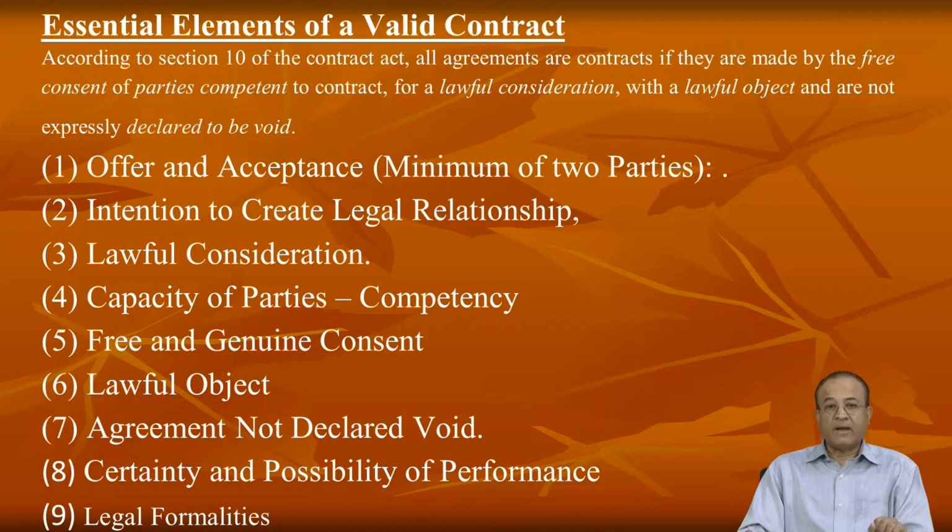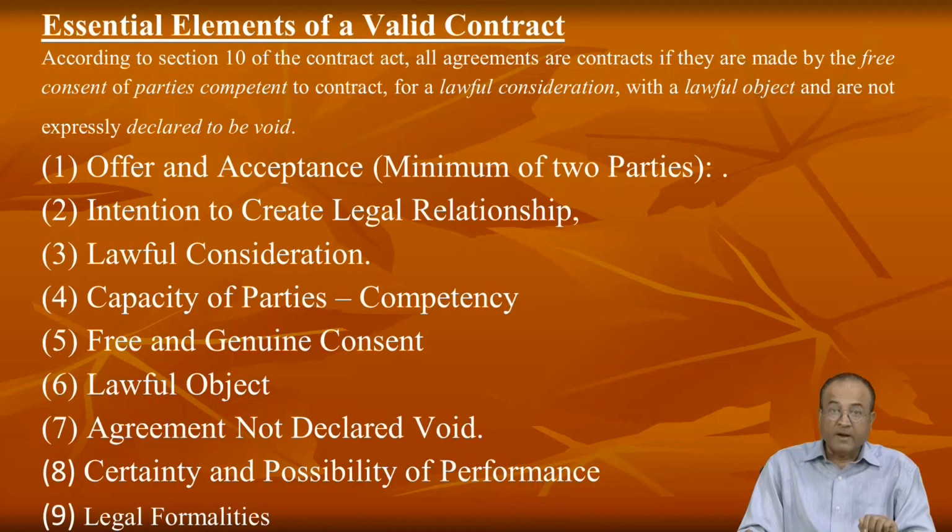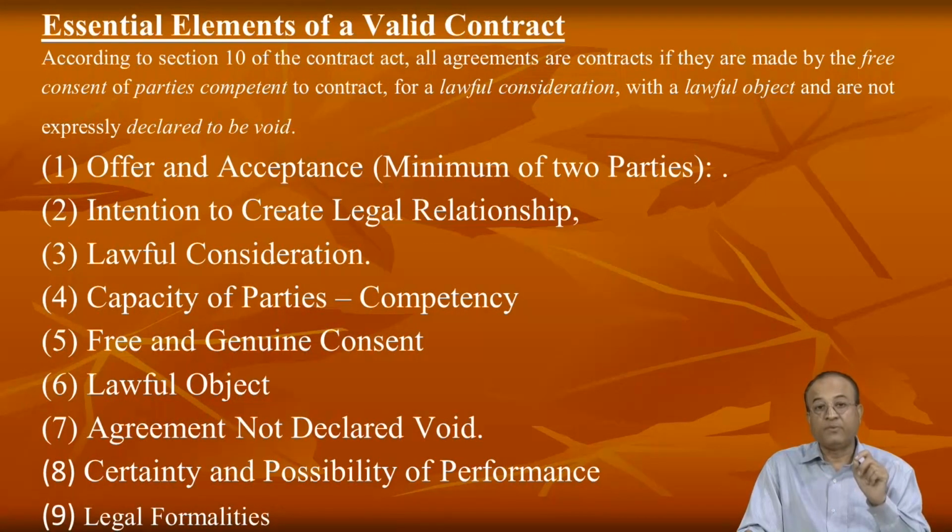According to section 10 of the Contract Act, all agreements are contracts if they are made by the free consent of parties competent to contract for a lawful consideration with a lawful object and are not expressly declared to be void. In order to become a contract, an agreement must have a few essential elements.